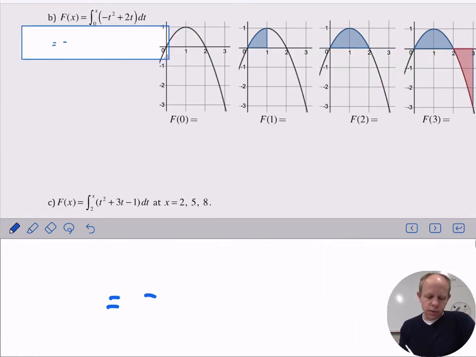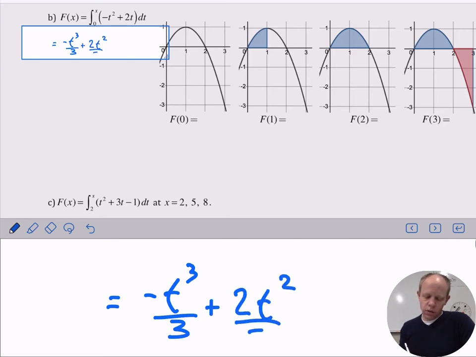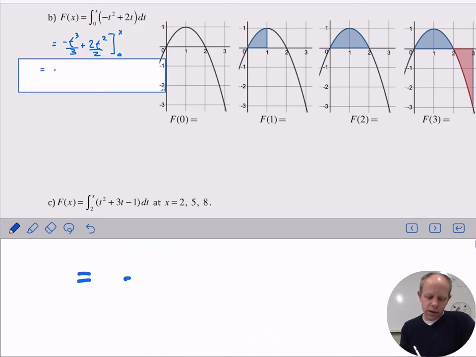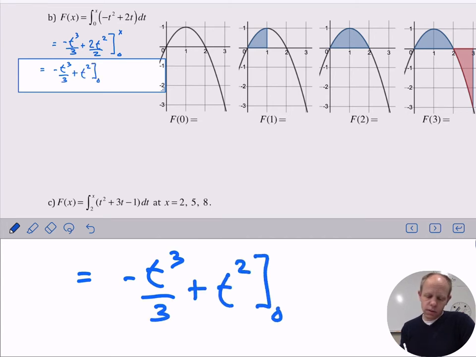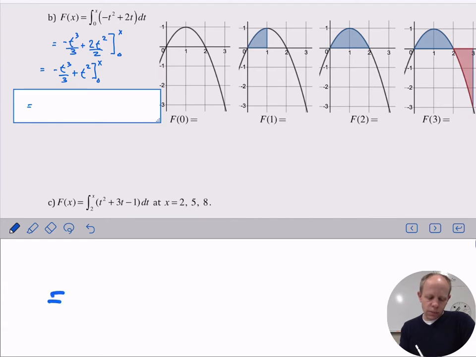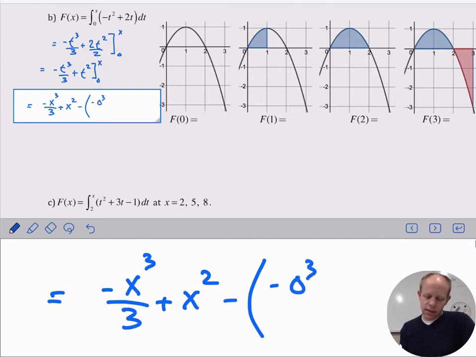So we want the antiderivative, so it'll be negative t to the 3rd power over 3, raise the exponent by 1, divide by that new exponent, and then plus 2t squared over 2, and we evaluate that from 0 to x. Well, we'll simplify a little bit here. So we want to do 2 divided by 2, and we'll get just t squared there from 0 to x. And so we know we can plug in our x first, so we'll have the opposite of x cubed over 3 plus x squared. Now when you put 0 in, we're going to be subtracting that, and you're going to see that it does zero out. So we don't have to worry about that part at all.